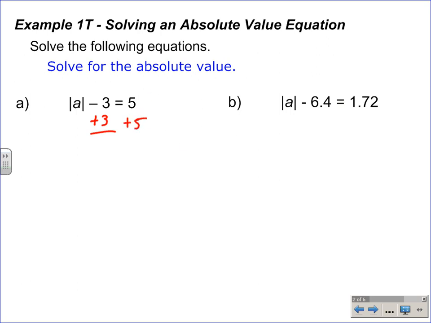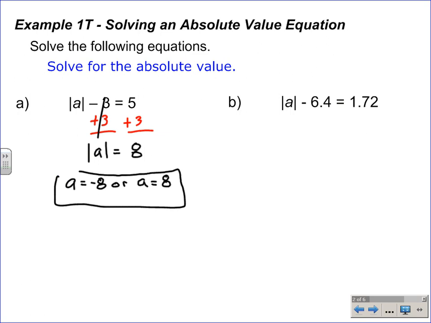Add 3 to each side, not 3 and 5 anyway. The minus 3 and the plus 3 on the left go away, leaving us with the absolute value of a is equal to 8. From what we just saw, by the definition of absolute value, our solutions in this case are going to be a is equal to -8 or a is equal to 8. So these are the actual solutions here.